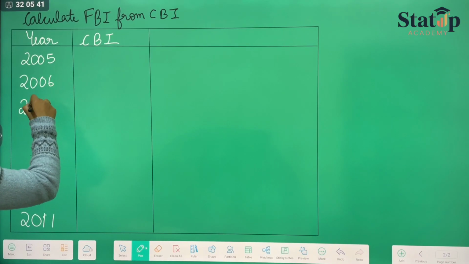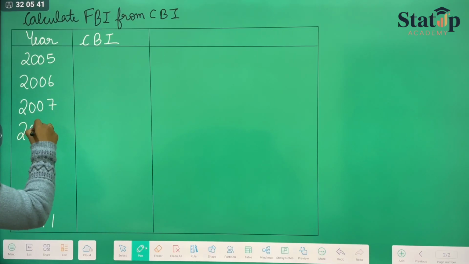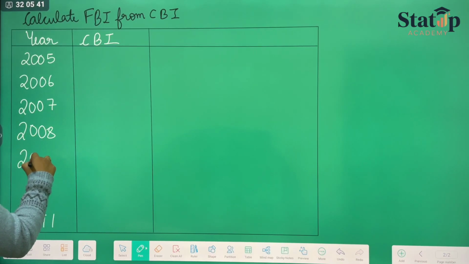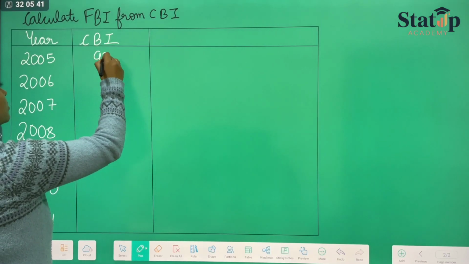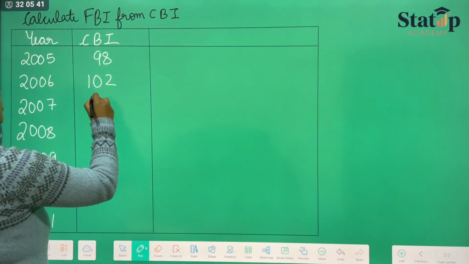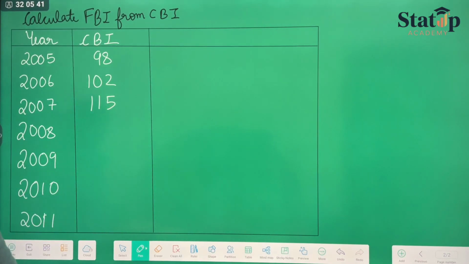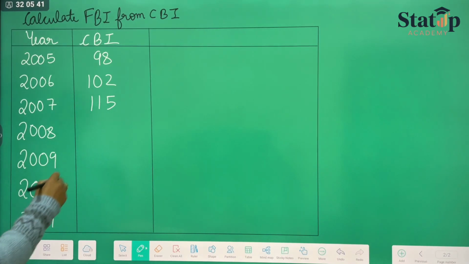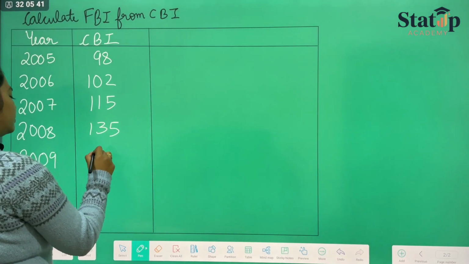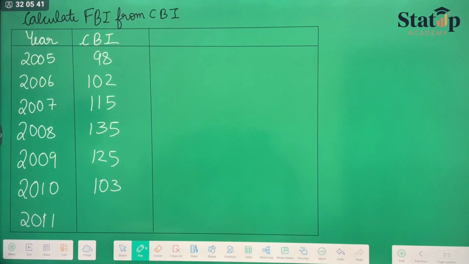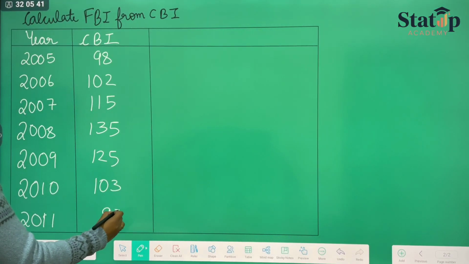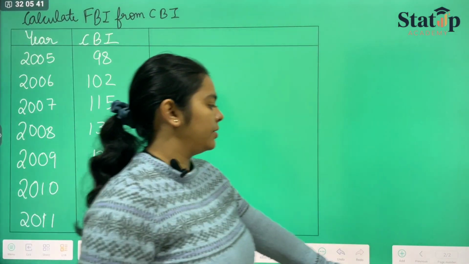2006, 2007, 2008, 2009, 2010. And the chain base index numbers are 98, 102, 115, 135, 125, 103, and the last one is 95. So this is the question, and it was of 15 marks.